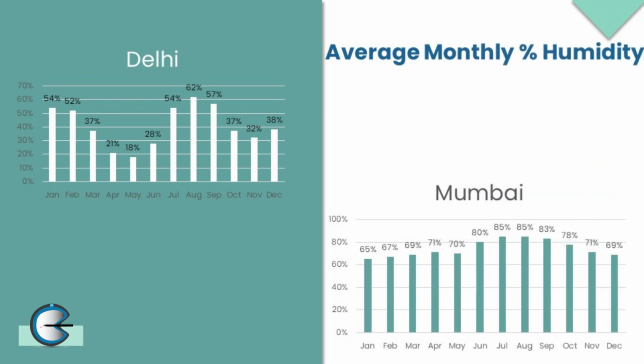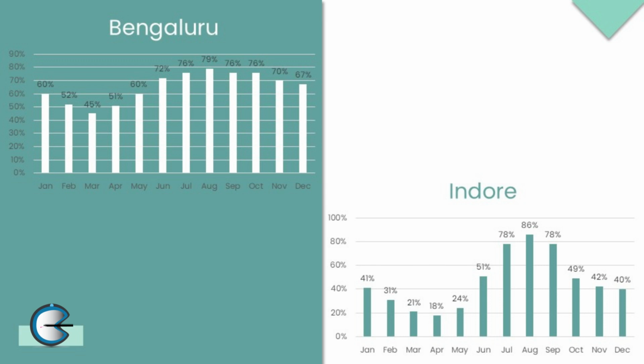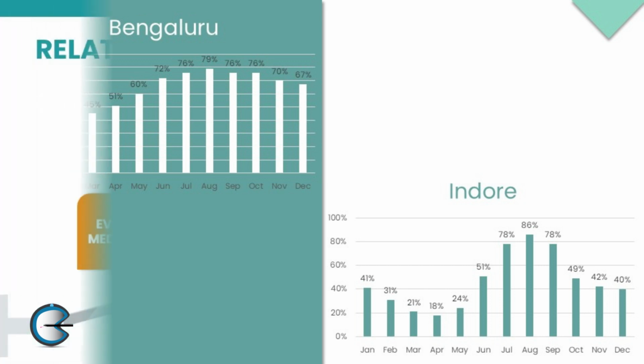A fact which is often overlooked when we discuss humidity is the percentage relative humidity at different locations. As you can see, in most months of the year, the average percentage humidity in Delhi is below the recommended level, while Mumbai is doing pretty much okay. Similar is the situation with Indore as compared to Bengaluru. Indore is falling below the recommended level of humidity in most months.